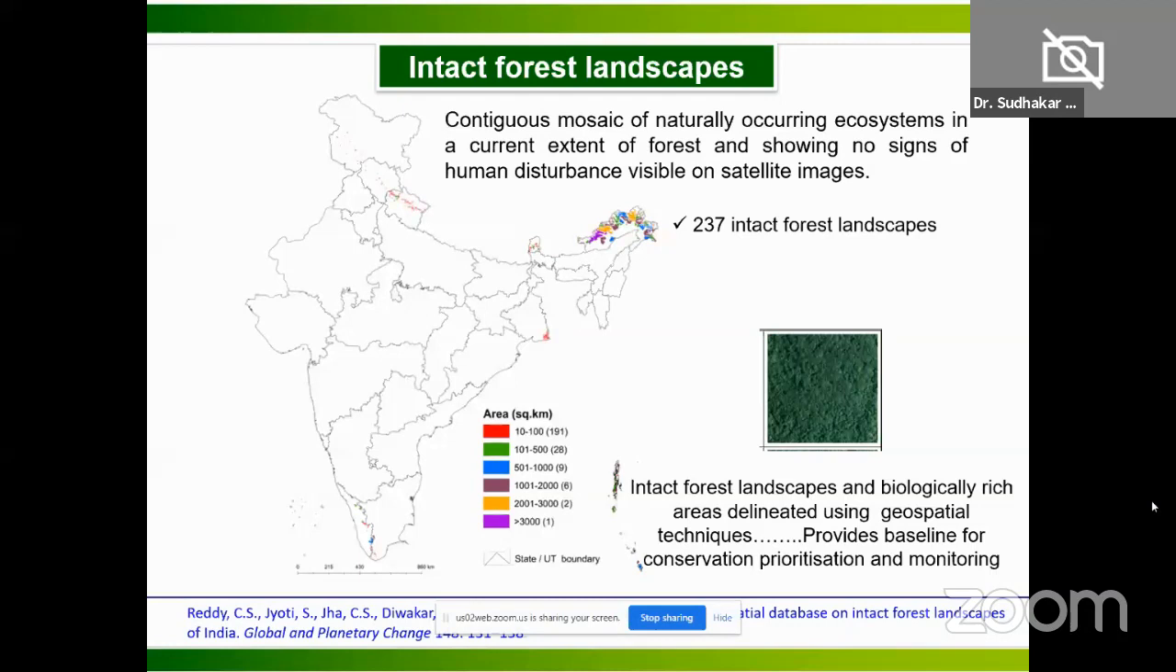And this is a map of intact forest landscapes for the country. By using the last 8 decades of information, and by using disturbance sources information like forest fire, deforestation, road, railway network, and agricultural areas, once we remove all kinds of disturbances on the forest, we have only 237 intact forest landscapes in the country. They are not found in Andhra Pradesh and Telangana or Orissa. They are only distributed in Arunachal Pradesh, Sikkim, Uttarakhand, Himachal Pradesh, Jammu and Kashmir, and Kerala. So if you use these maps for your inventory purposes, you may be able to explore some new species and new records.